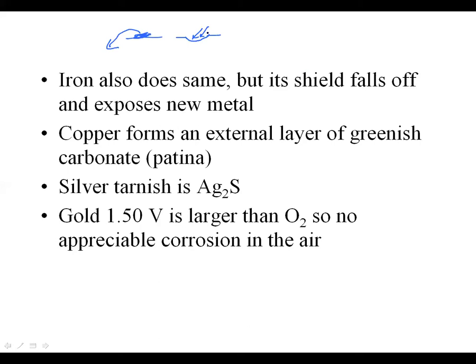Now, sometimes oxidation will cause things that we commonly see. Copper, for example, when it goes through oxidation, will make that nice patina color. Silver tarnish is silver sulfide. Now, gold with an SRP value of 1.5 volts is larger than oxygen. So gold will not go through corrosion because when we hook up gold to oxygen, because gold is more positive, gold actually becomes our cathode and our oxygen becomes our anode. So oxidation actually occurs on the oxygen. Thus, the metal there, gold in this case, is okay.